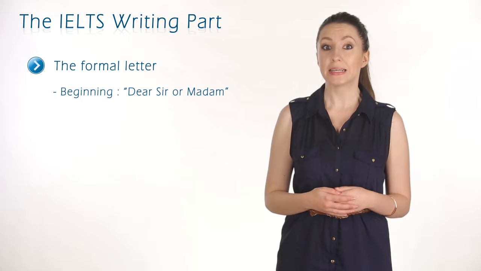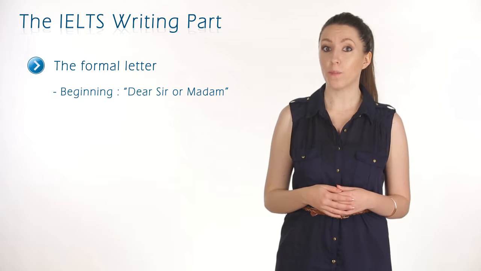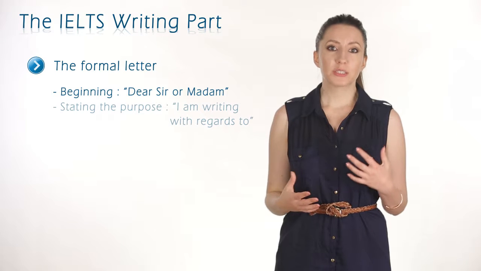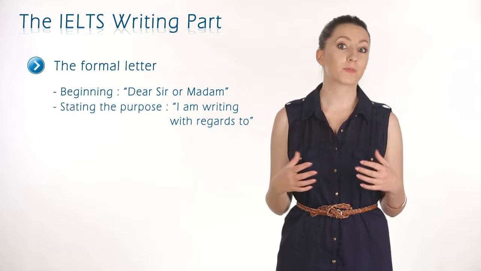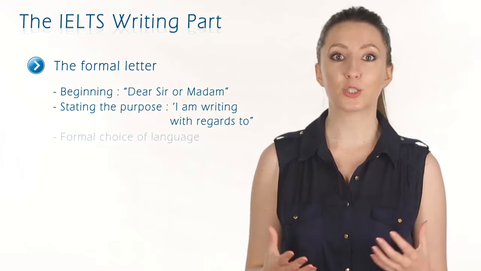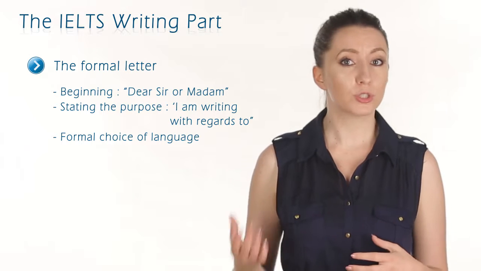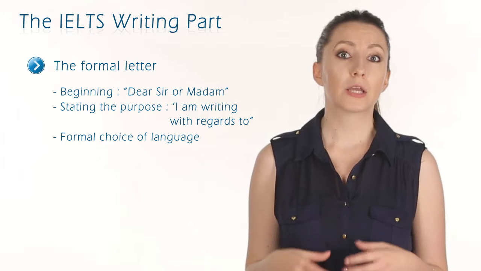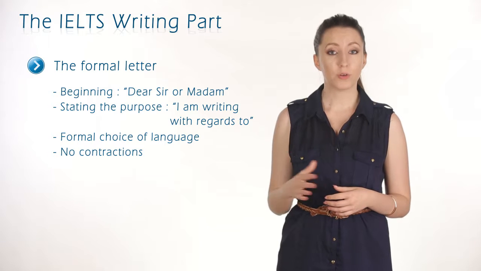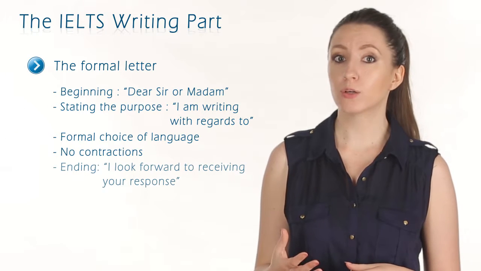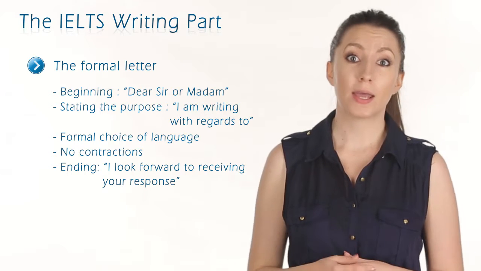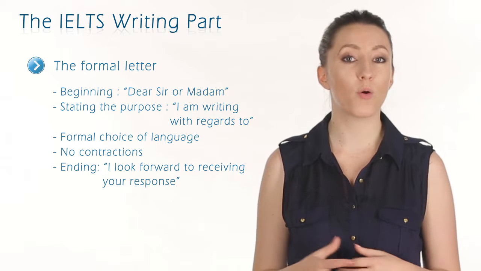Let's have a look at this formal letter. In the beginning, you can actually see that it says Dear Sir or Madam, and this is provided to you by the IELTS examiner, so you don't need to write it. The next part usually states the purpose of the letter, such as I am writing with regards to. Remember, if you're writing a formal letter, you need to use formal language. Formal word choice is really important. Words such as due to, I intended to, or as a result are used in this part of the exam. You need to remember not to use contractions such as I'm. You need to use I am. In the ending, I look forward to receiving your response is probably the best way to end a formal letter. And the last part should really say yours faithfully or regards.